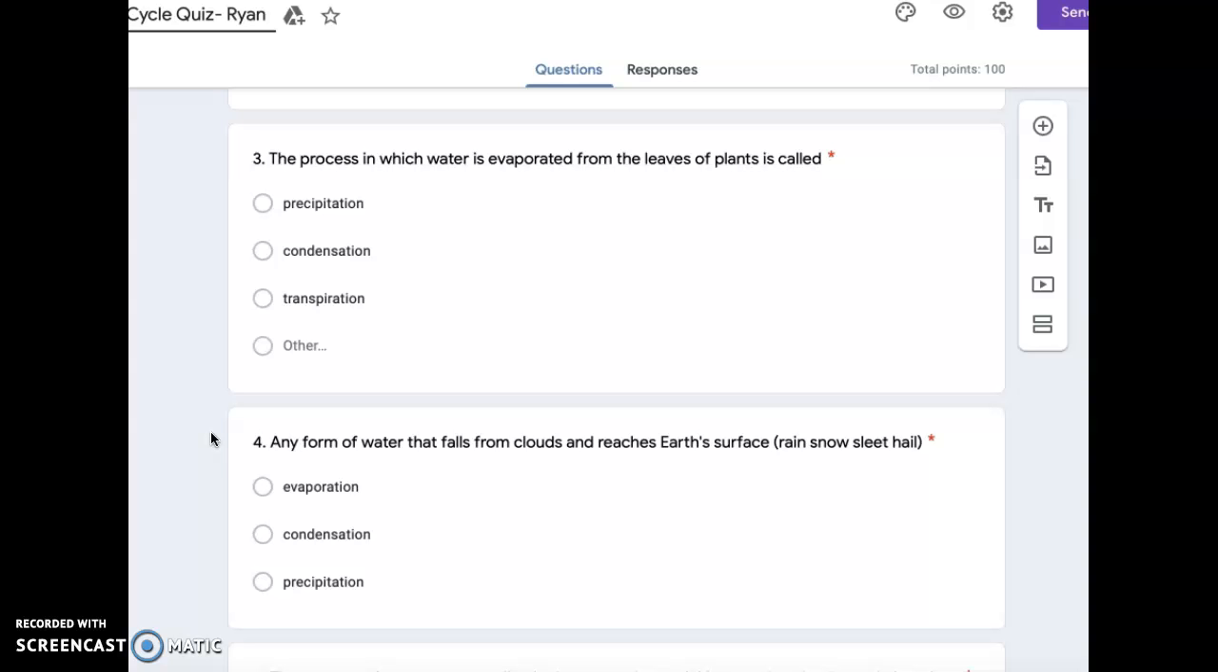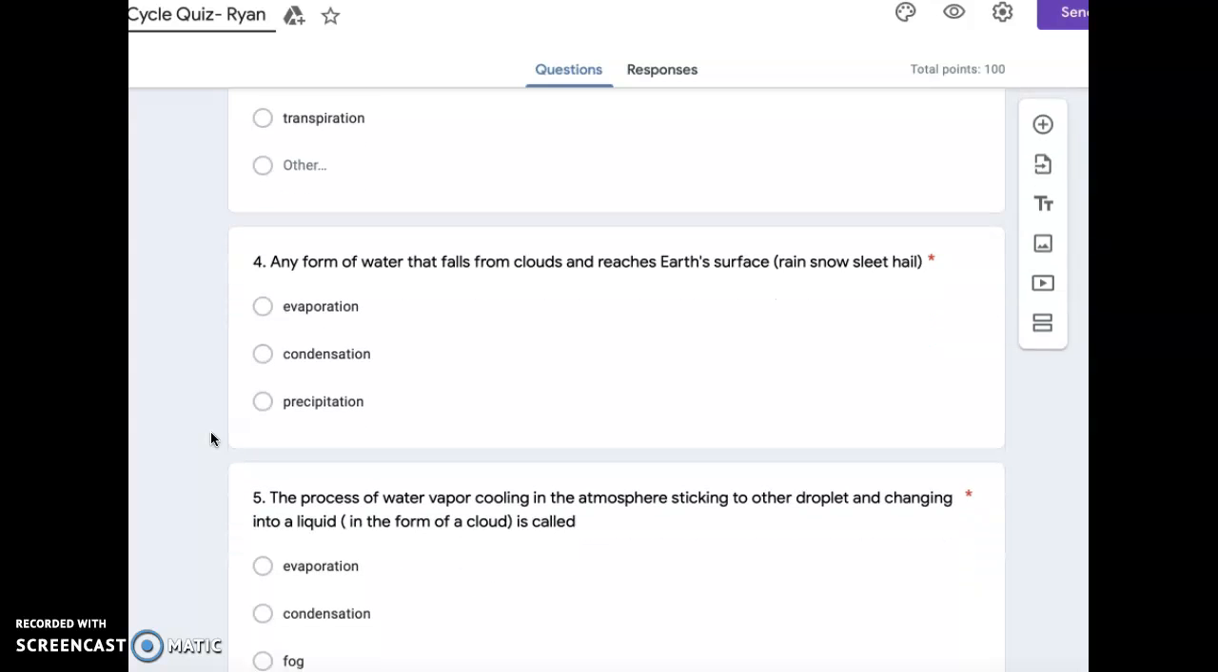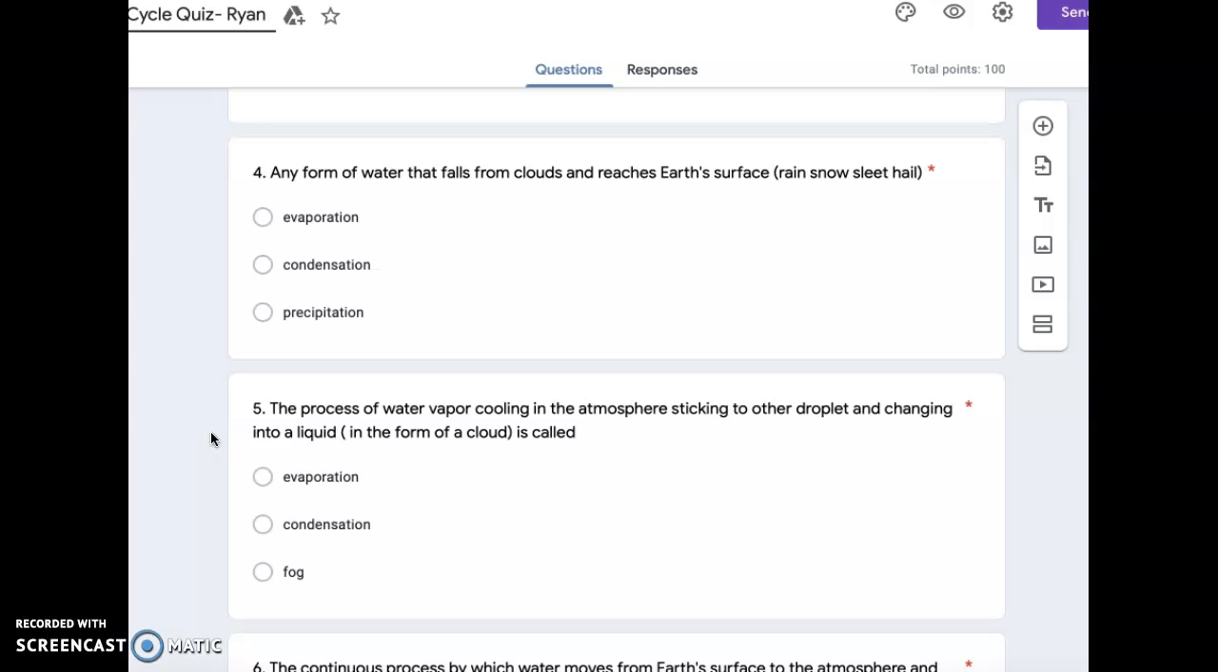Number 3, the process in which water is evaporated from the leaves of plants is called precipitation, condensation, or transpiration. Number 4, any form of water that falls from clouds and reaches Earth's surface, so rain, snow, sleet, or hail, is evaporation, condensation, or precipitation.